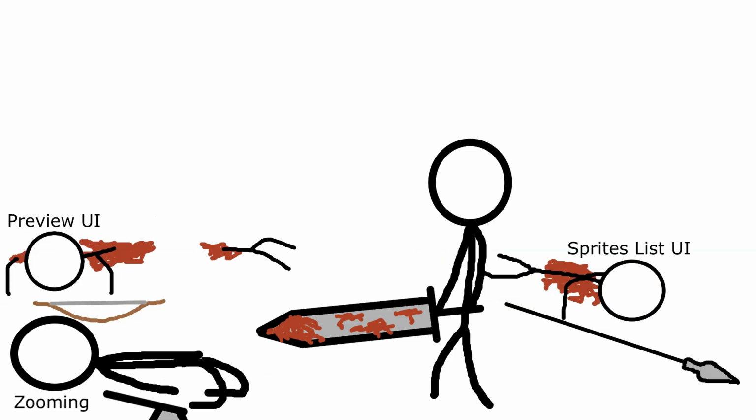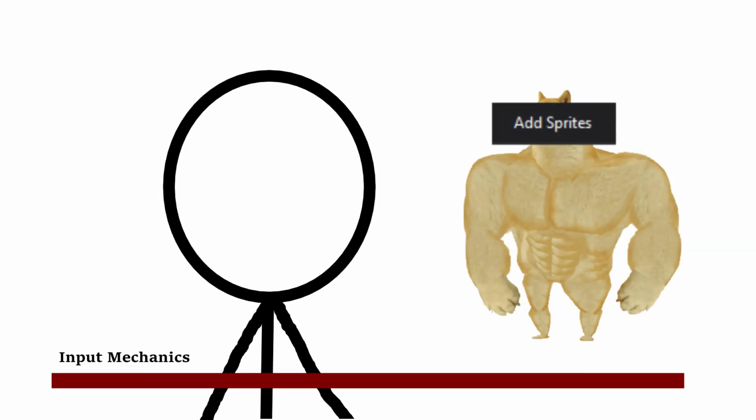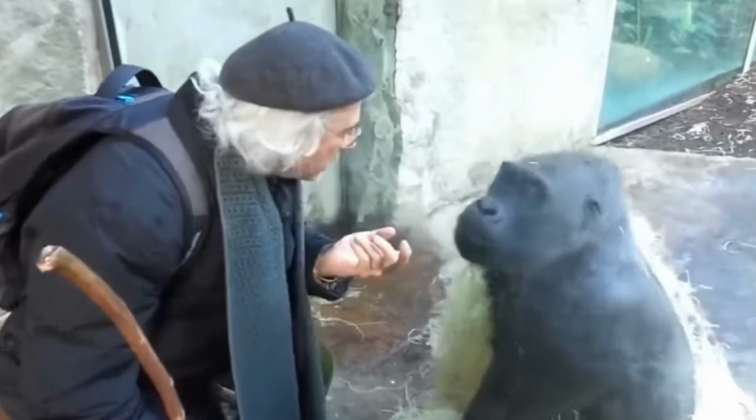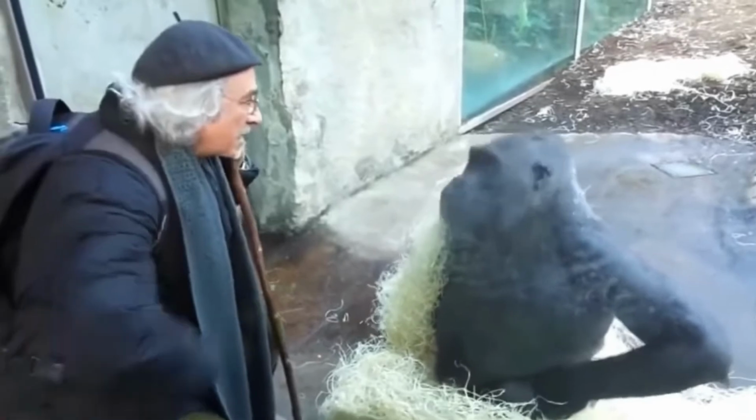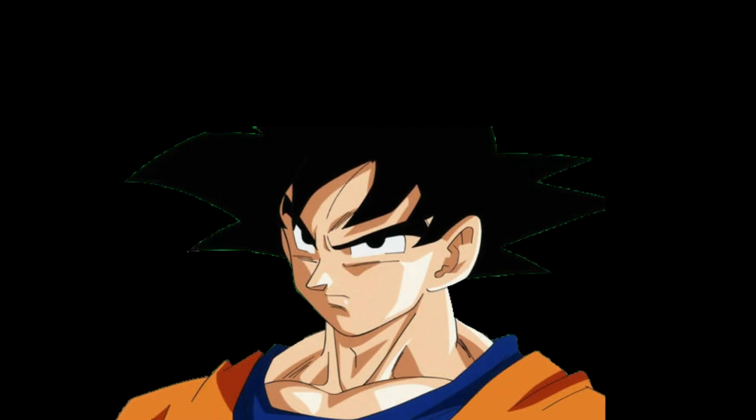With all of that done, I can finally move on to the input mechanics. I figured I should start with the Add Sprites button. Remember in my long intro, I mentioned that I wanted to make a tool that can pack both individual sprites and sprites from existing sheets. What's that? You don't remember because you skipped it?